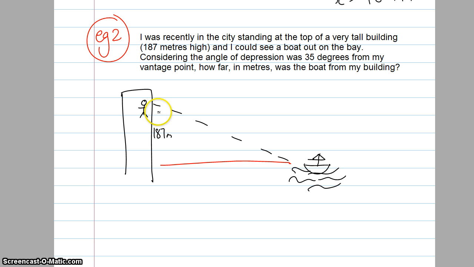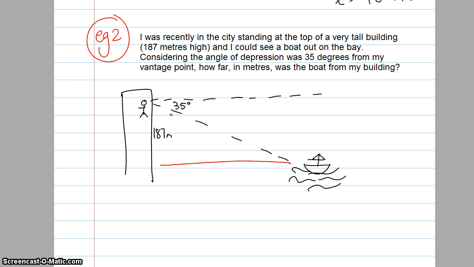Most people are going to think that it's in this bit here. Okay, but that's a mistake. That's the most common mistake people make with this. The angle of depression is actually looking out onto the horizon and then down. It's actually 35 degrees in here.